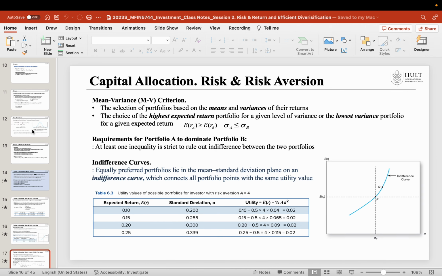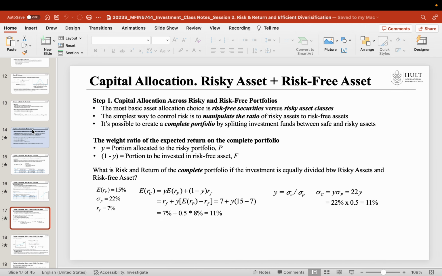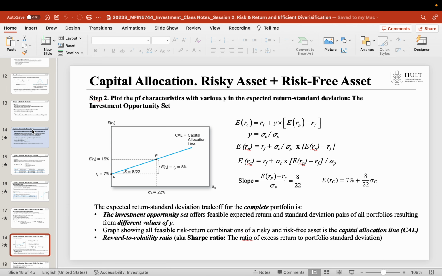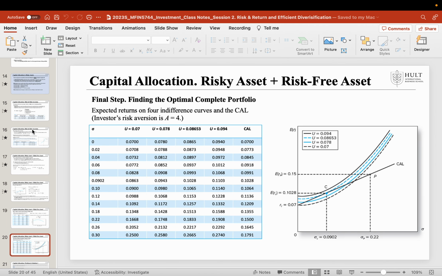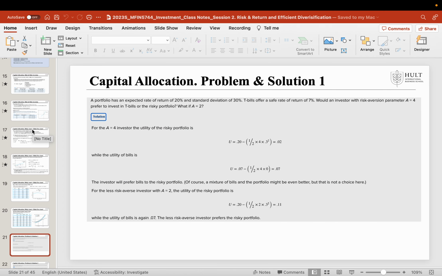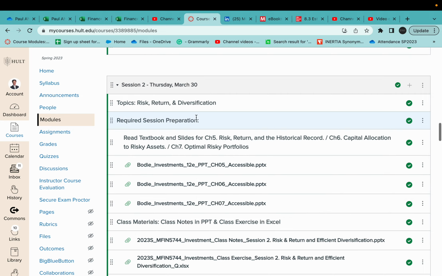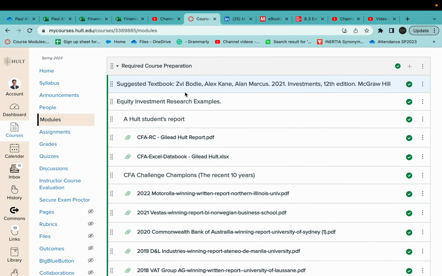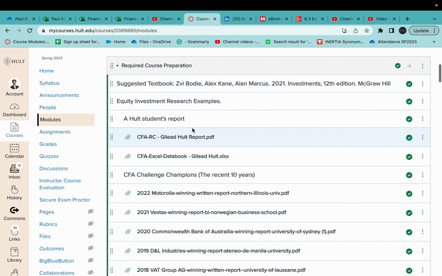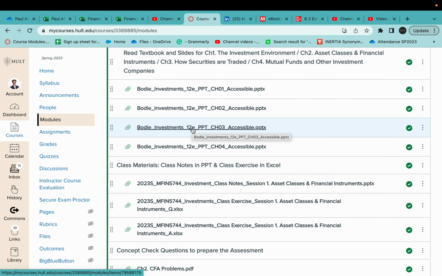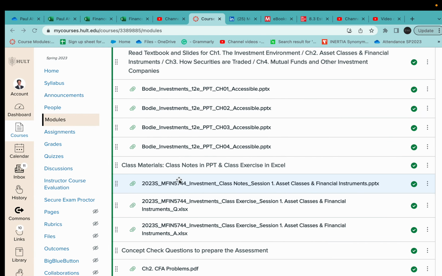the capital allocations. You must understand all the equations and the process and procedures to complete this capital allocation, risky asset plus risk-free asset, and the rationale and all the graphs first. You must understand. Also, I strongly recommend you to read the textbook, this investment textbook, so that you can get the insight and understanding of these exercises.